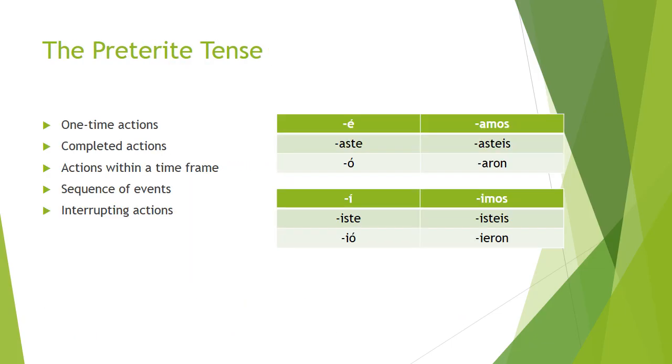The preterite tense is one of two past tenses in Spanish. It's used to express one-time actions, completed actions, actions that are completed within a time frame, a sequence of events, and interrupting actions. The endings for AR verbs in the preterite tense are é, aste, ó, amos, asteis, aron. And for ER and IR verbs, it's í, iste, ió, imos, isteis, ieron.